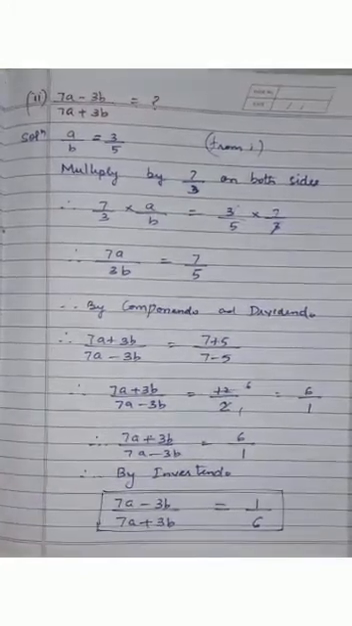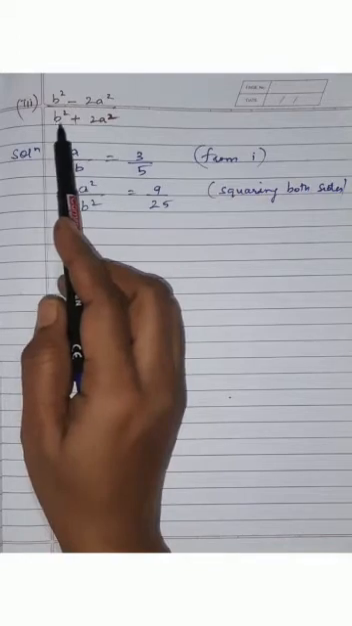Okay children. Now students, our third sub-question is (b² − 2a²)/(b² + 2a²).